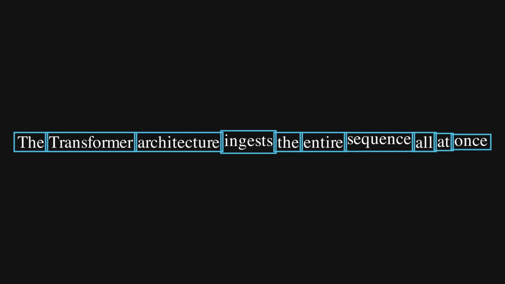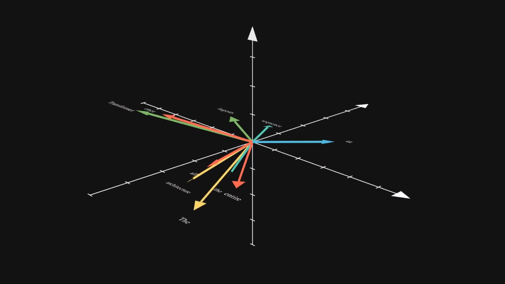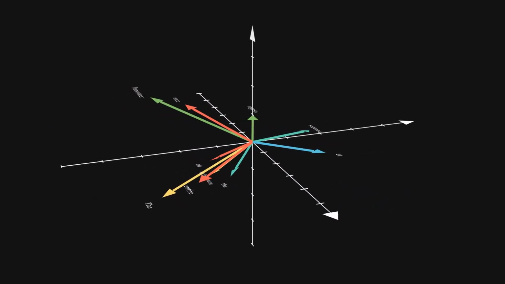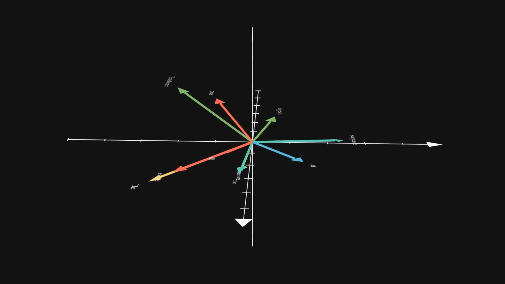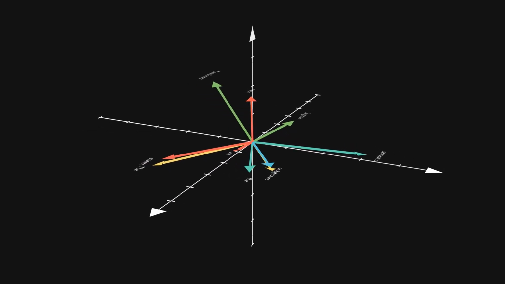In 2017, a landmark paper proposed a radical shift. What if we break free from time entirely? Instead of feeding words in one by one, the transformer architecture ingests the entire sequence all at once. Every discrete token is simultaneously mapped into a high-dimensional space. Suddenly, our chronological sequence of words transforms into a constellation of vectors, processed perfectly in parallel.